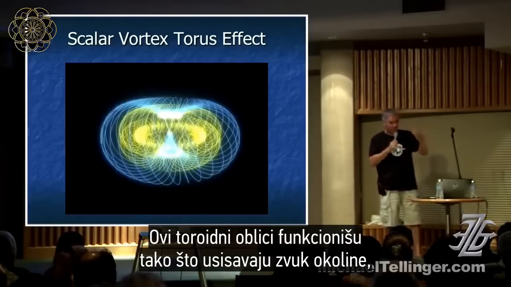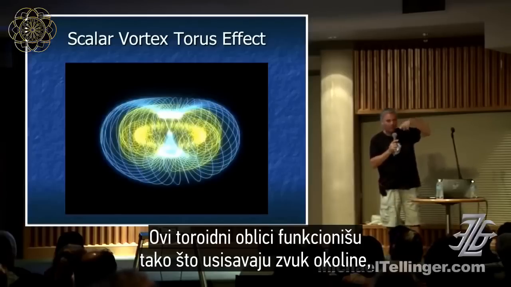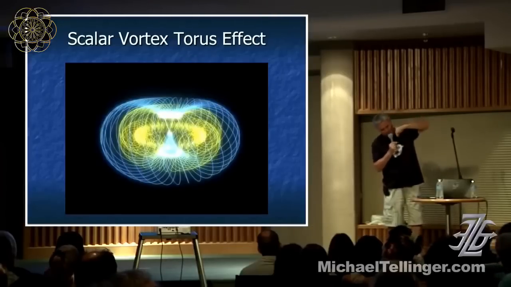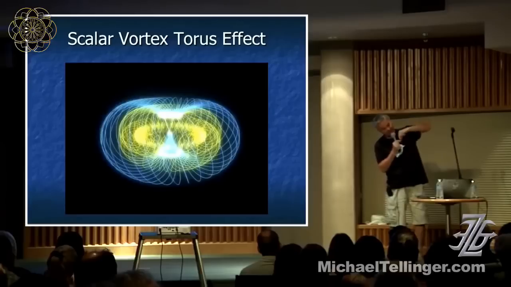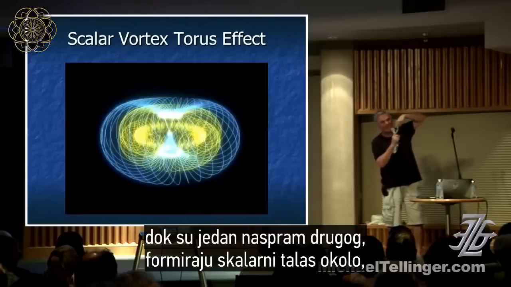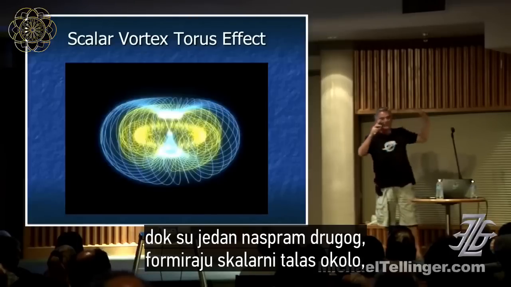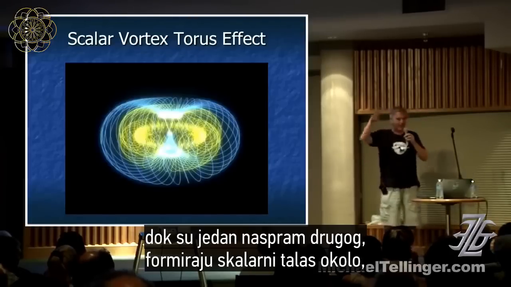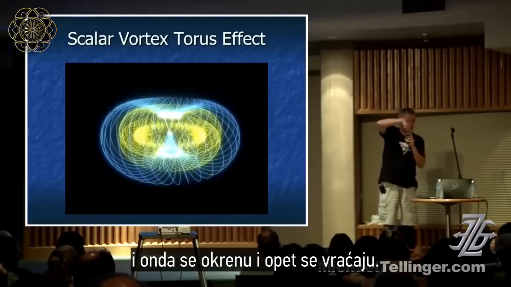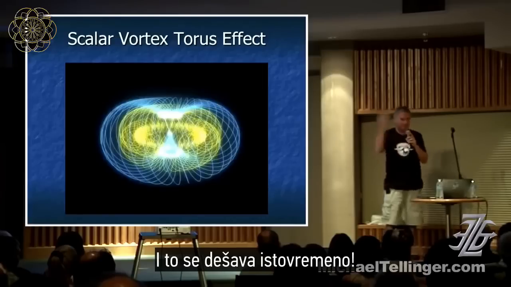So when these toroidal shapes work, they suck in the ambient sound and they create, and as those two points hit each other, they create this next scalar wave around it, and it comes around and it enters it again, but it happens simultaneously.